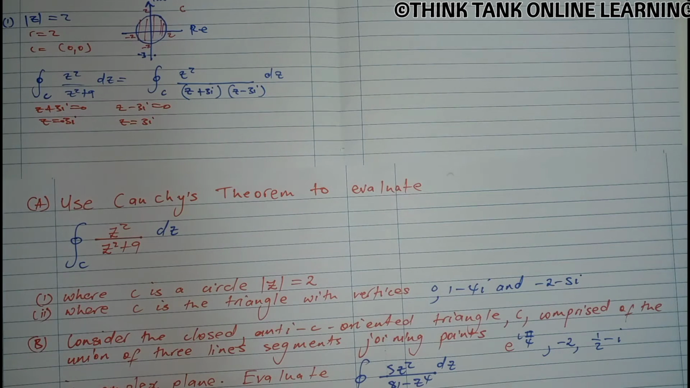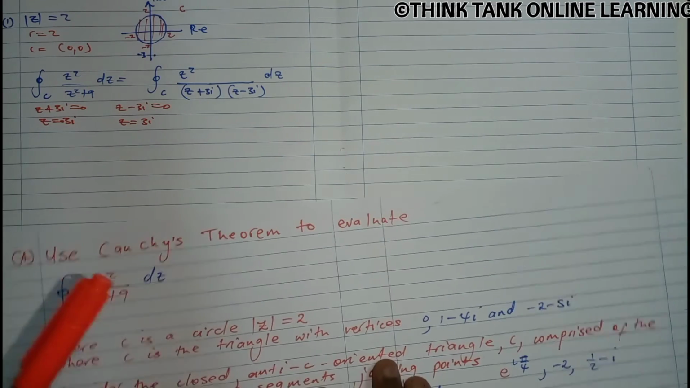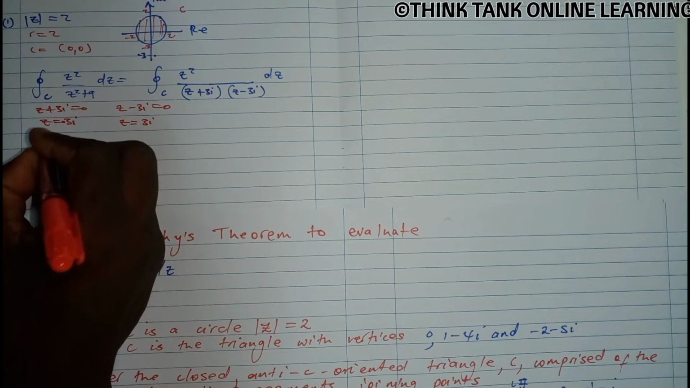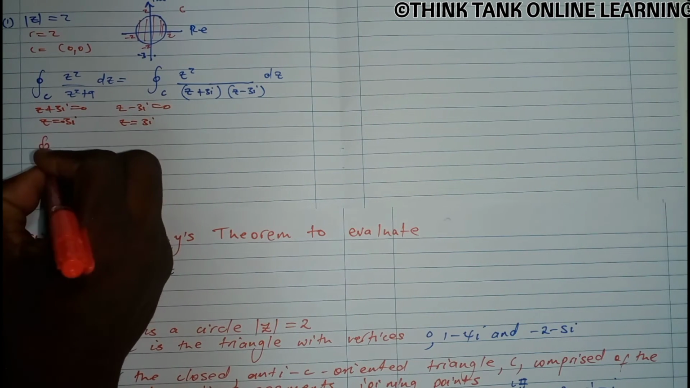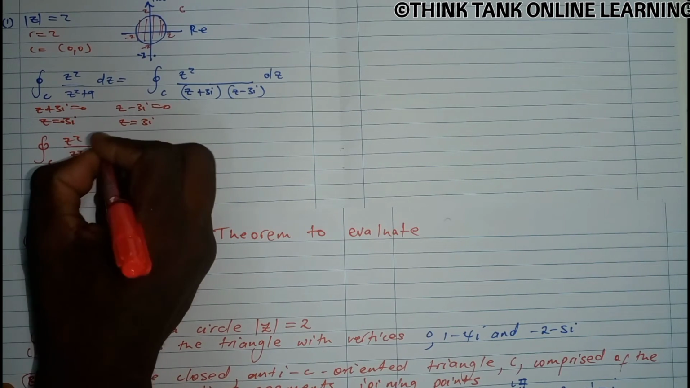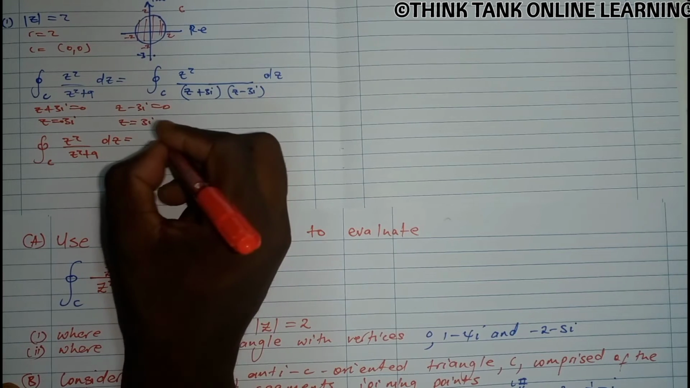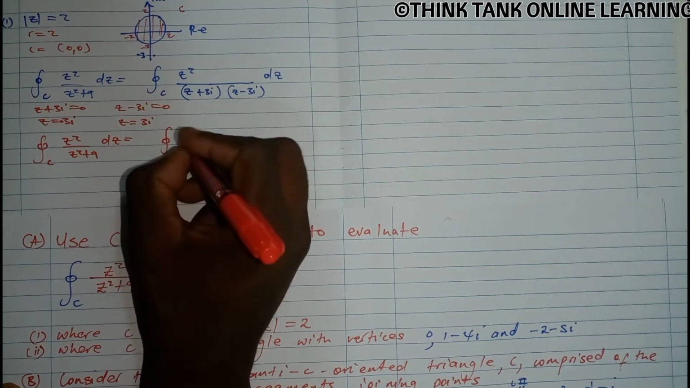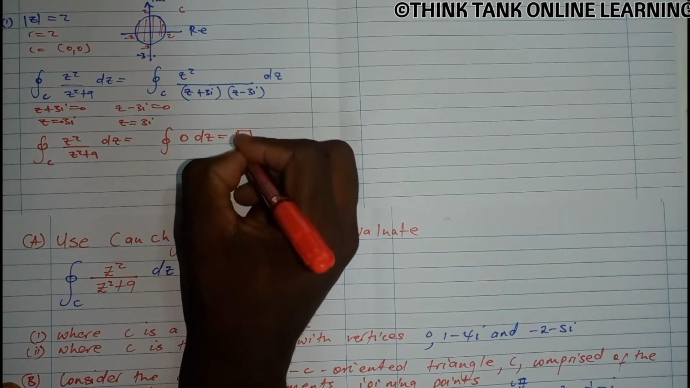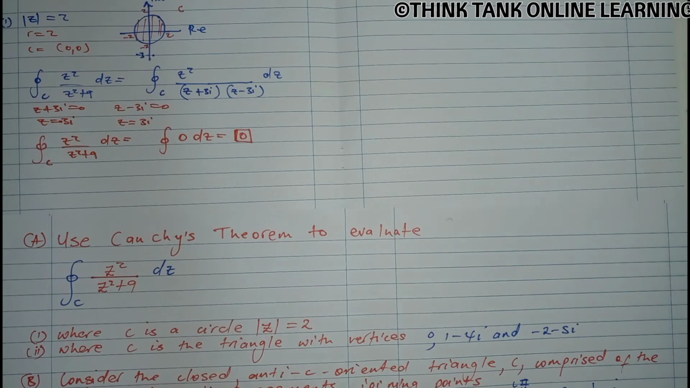So according to Cauchy, it's going to be simple. We have nothing right here. So what are we going to write? Okay, this is what we're going to write. We're going to say the integral over C of z squared over z squared plus 9 in this region is going to be the integral of 0 dz. We're going to have 0. Why? Because all our points are outside this region.